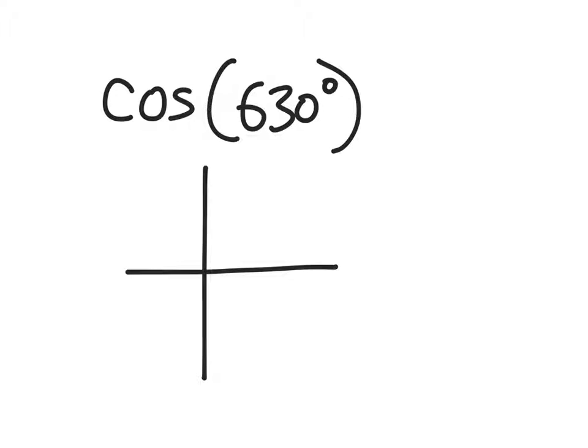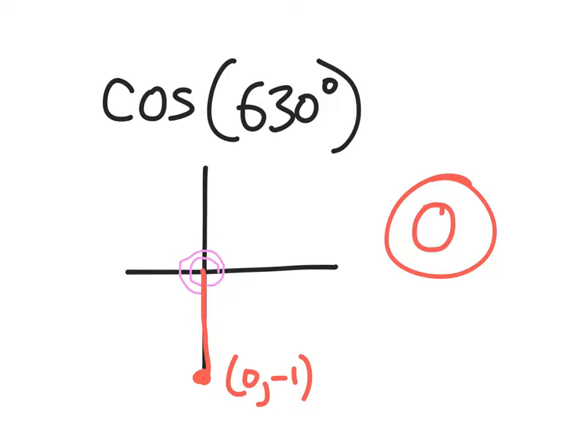All right, cosine of 630 degrees. So let's rotate. 90, 180, 270, 360, 450, 540, 630, I'm going to be directly on the negative y-axis, which means I'm at the coordinate 0, negative 1. Cosine's the x value, so the cosine of 630 degrees is 0.